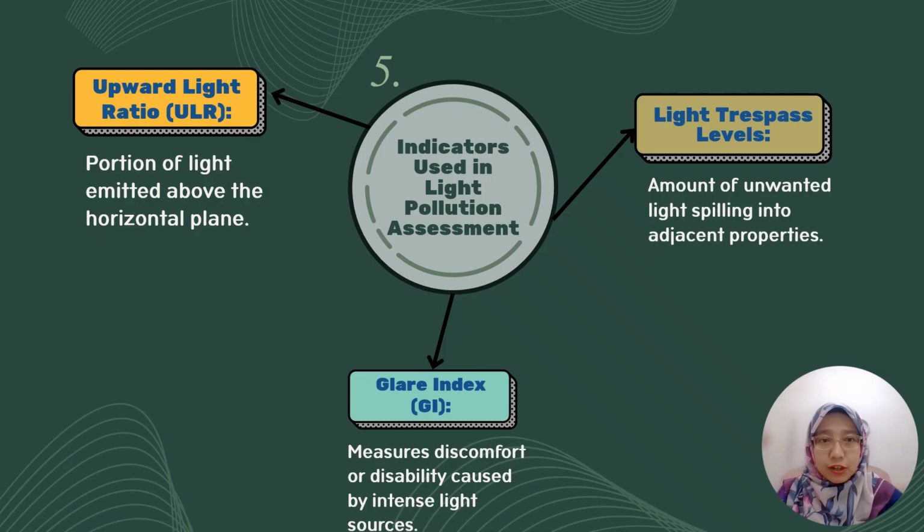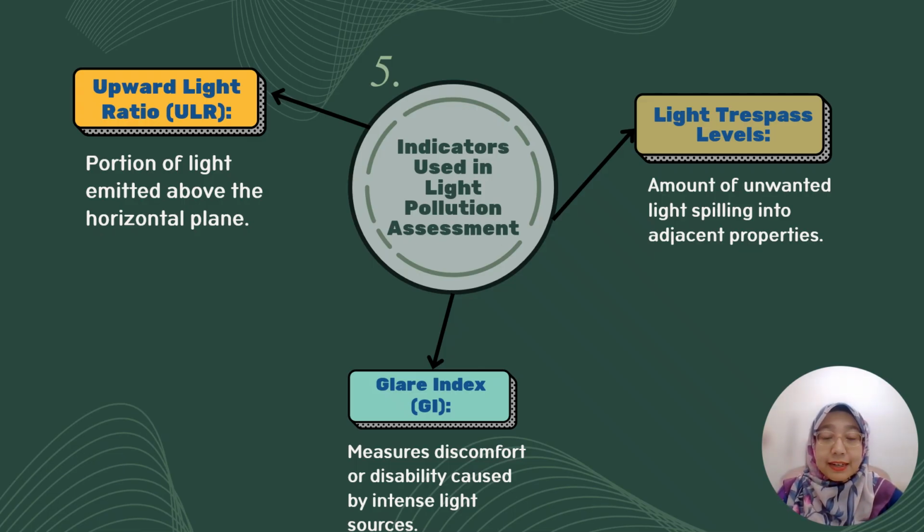Second, we look at light trespass levels. This is the amount of unwanted light that spills over into adjacent areas or properties, such as into someone's bedroom window from a nearby street lamp. It's a common issue in poorly designed outdoor lighting.